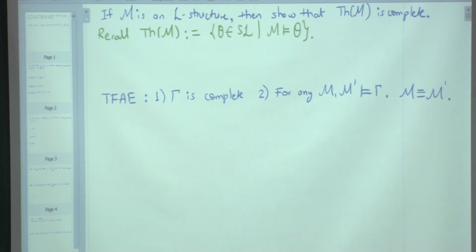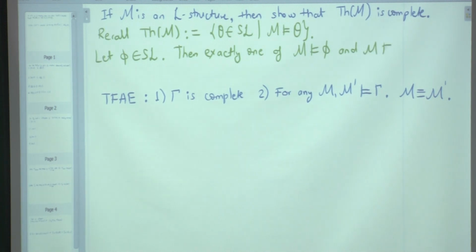Okay. So what does that mean? Now let phi be any sentence. Then what will happen with phi? Either phi will be satisfied by M, or phi will not be satisfied by M, right? Then exactly one of M satisfies phi and M doesn't satisfy phi holds. Correct? Only one of it can hold.